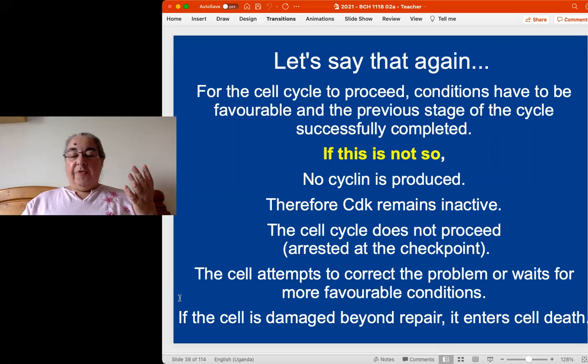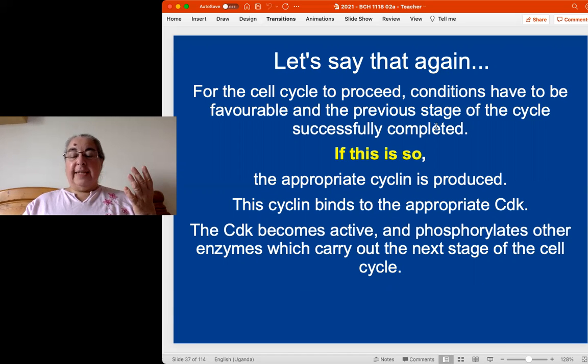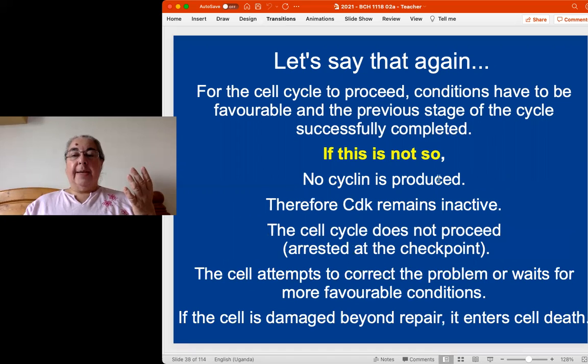If it's not the case, if the previous stage of the cell cycle has not been successfully completed, no cyclin is produced. Therefore, cyclin-dependent kinase remains inactive. It's not able to phosphorylate any of the enzymes it should phosphorylate. So the cell cycle can't continue. In the example I used, it's not able to replicate its DNA. So this is described as the cell being arrested at the checkpoint.